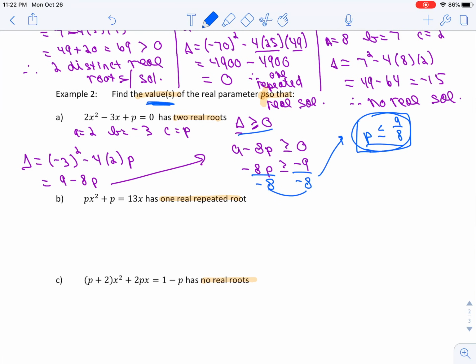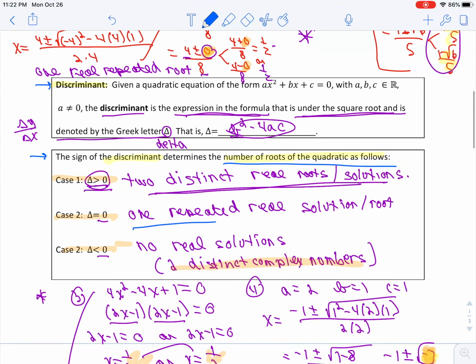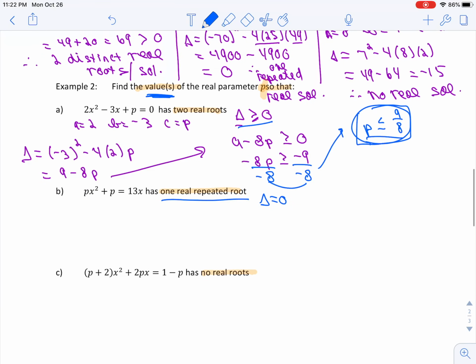The next one says we want this one to have one real repeated root. So remember, to have one real repeated root, the discriminant has to be equal to 0. You see that right here. One repeated real solution, discriminant is 0. So again, for the discriminant, we need a, b, and c. So a is equal to p. B, well, wait a minute. We have to put this in the right form first. So I'm going to subtract 13x from both sides. So I have px squared minus 13x plus p is equal to 0.